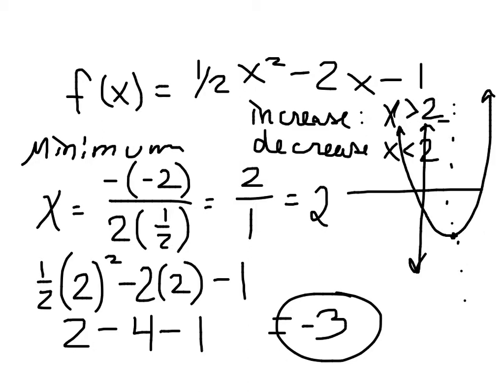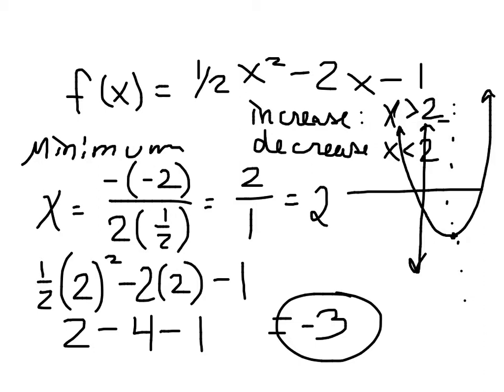Now, you don't need to put the graph on there. That's not part of the answer. I did it just for a visual representation of what was going on. If it's going to open up, it's decreasing first, then increasing around whatever the x is. If it opens down, which would be a maximum, then it would be increasing first, decreasing second.